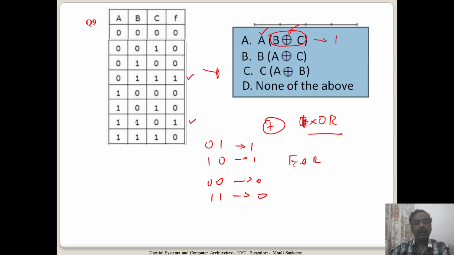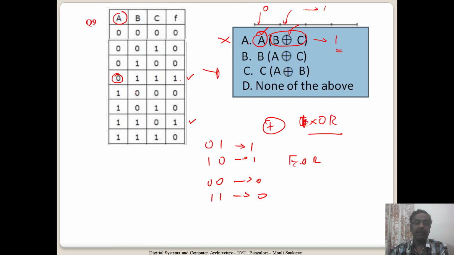Now, suppose you are assuming that this is the expression A, then I should have got the output as 1 only when A was 1. Now I got an output of 1 here, but A happens to be 0. That means if I perform an AND with a 0, whatever may be the value here, I am not expected to have a 1 here. That means this expression is ruled out. This is how you try to solve this kind of problem. So this A is ruled out.